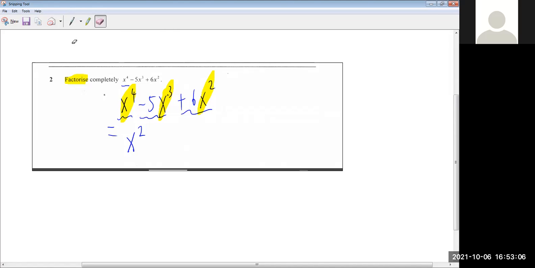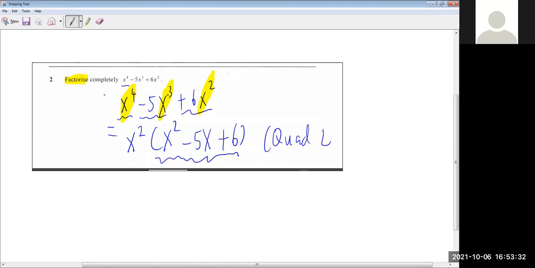Once you take out the x to the power of 2, you realize that you will get what? The first term, x to the power of 4, you still have x to the power of 2. And then for the second term, you have minus 5x. And then the last one, you have plus 6. So that's your first step. And then the second step, I want you to realize something. Do you realize that this one is a quadratic expression? Why? Because the power is 2 in this case.